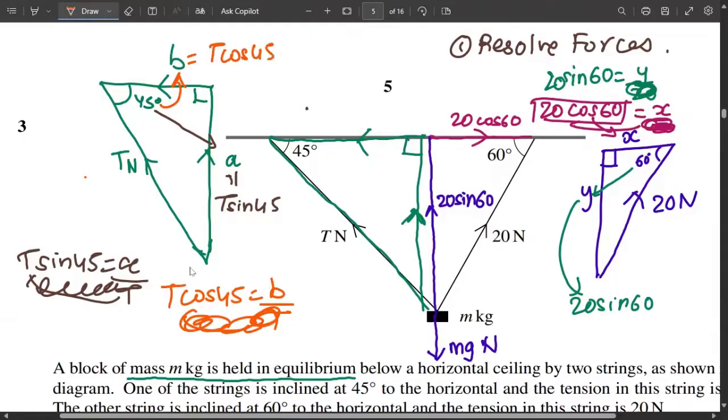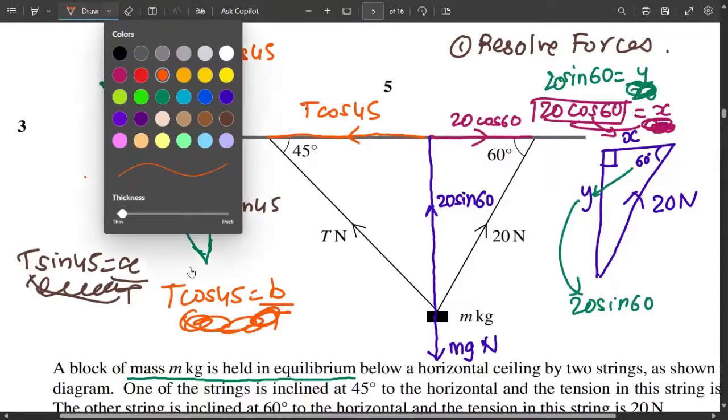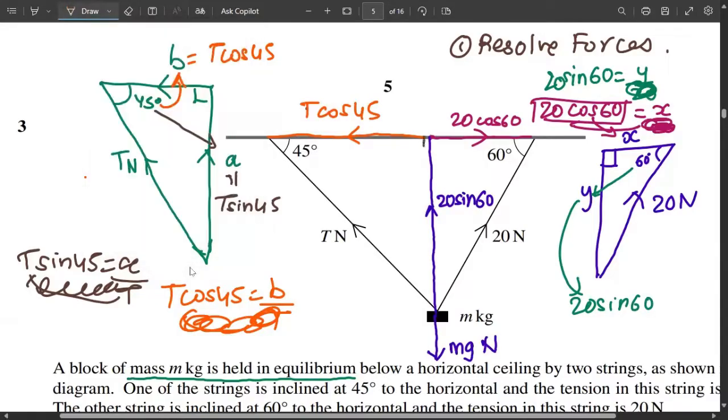Let me label that here. Let me first erase this green color diagram. Okay, we are done. Using the orange color, I label this T cos 45. And using a brown pen, I label the upper one as T sine 45.